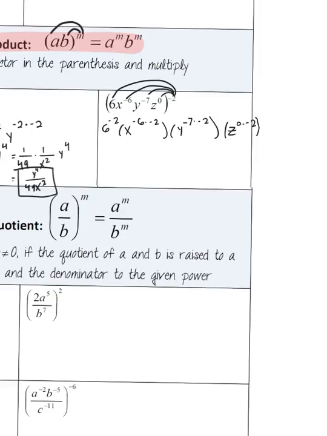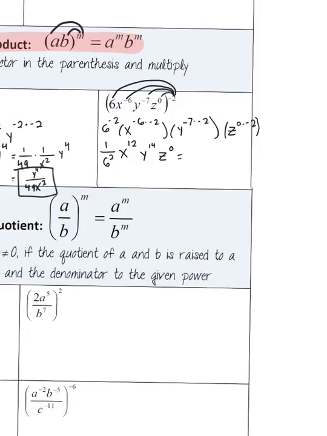Okay, so 6 to the negative 2. Remember, I don't like negative exponents, so I'm going to flip this as 1 over 6 squared. X to the negative 6 times negative 2. Negative 6 times negative 2 is going to give me a positive 12. Y to the negative 7 times negative 2. Negative 7 times negative 2 gives me positive 14. Z to the 0 times negative 2. 0 times any number is 0. So this is going to be z to the 0.